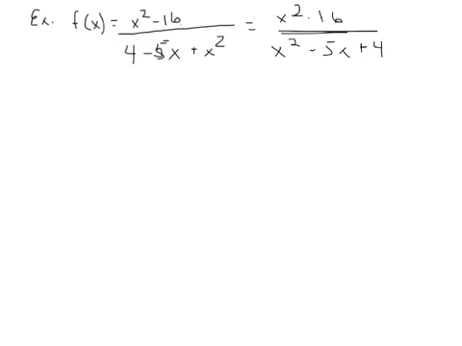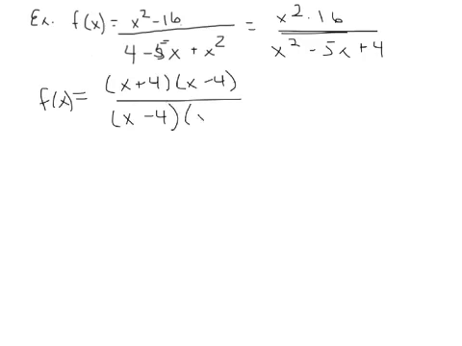Now, I need to factor both the numerator and denominator, and then we can look at that. I have x plus 4, x minus 4 in the numerator. So here's f of x equals that, over x minus 4, x plus 1. So here's my rational function in factored form.